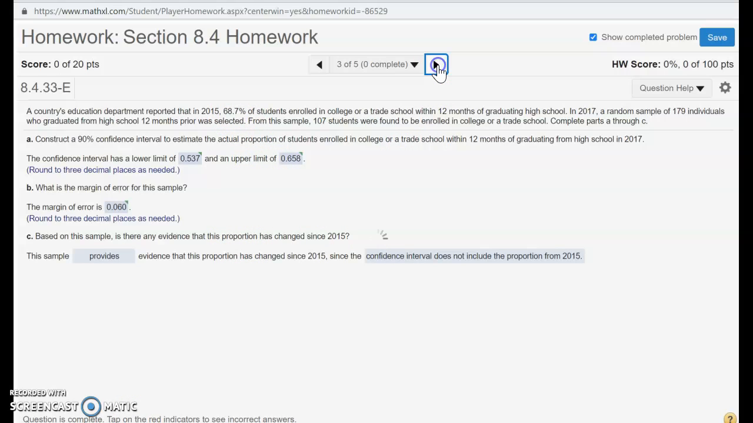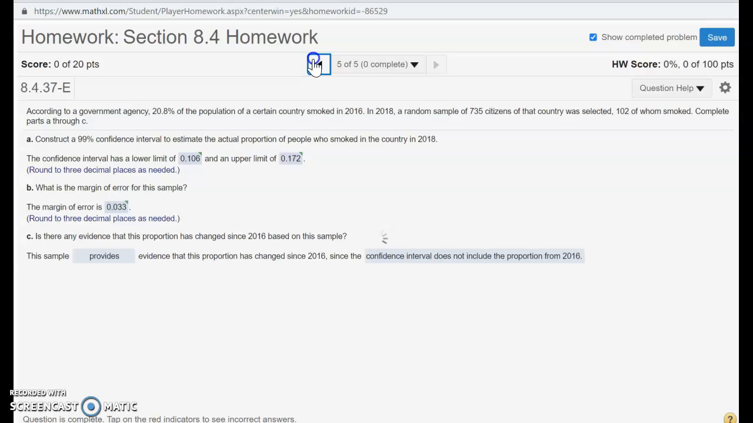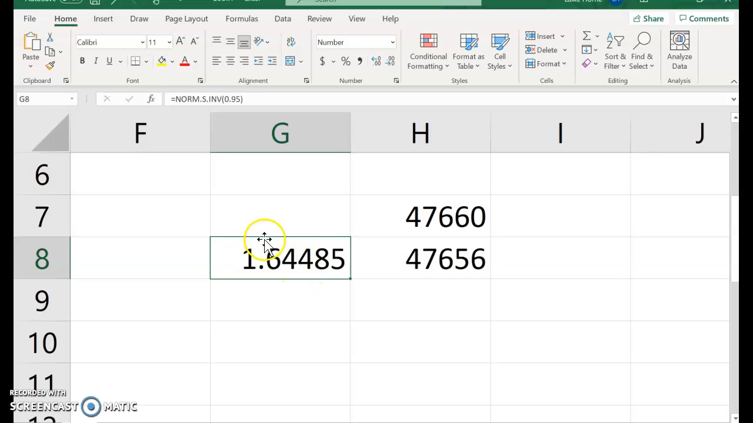So you're going to work question 4 and question 5 the same way. Let me know if you have any questions about these. You're doing your calculations mainly by hand, and you're using Excel to look up your z-score.